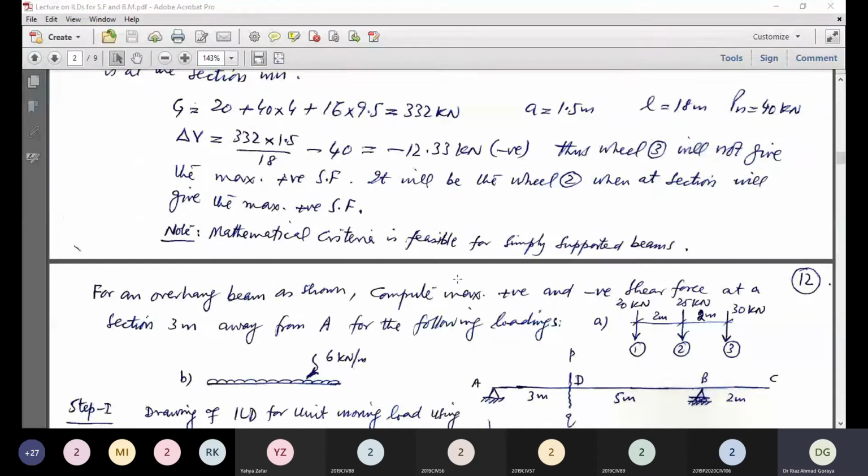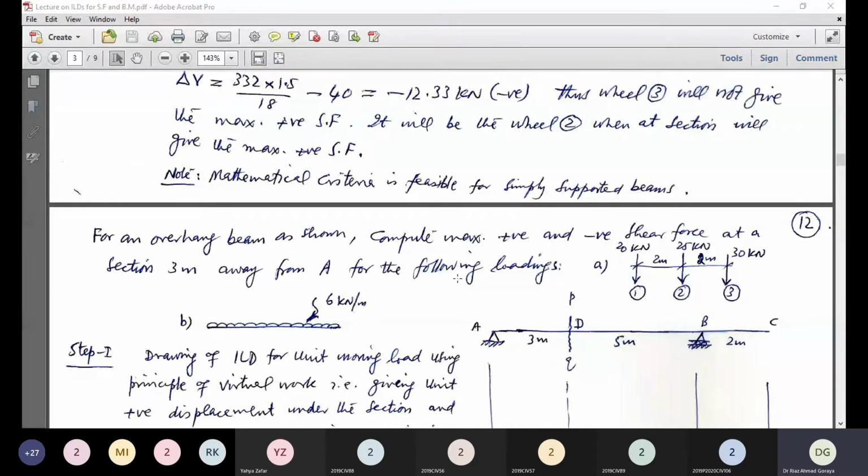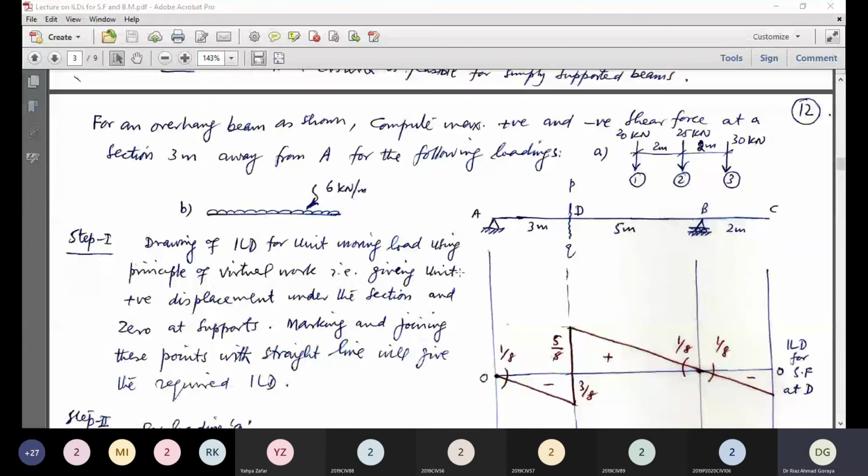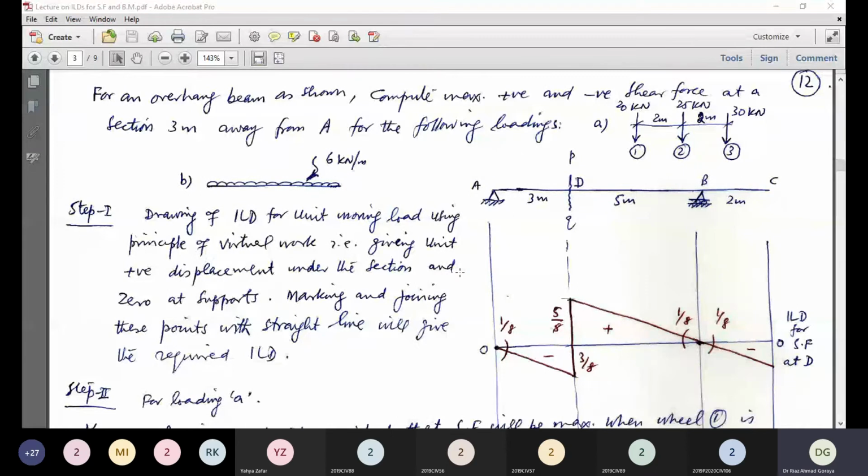So now we proceed to the overhang portion, the overhang beam. For an overhang beam as shown, we have to compute the maximum positive and negative shear force at a section 3 meter from support A for the following loading. This is loading A, comprising 3 wheels of 20 kilonewton, 25 kilonewton and 30 kilonewton at a distance of 2 meter each.